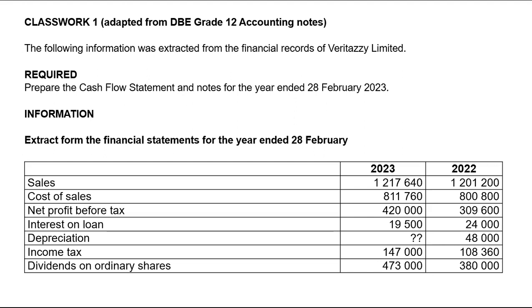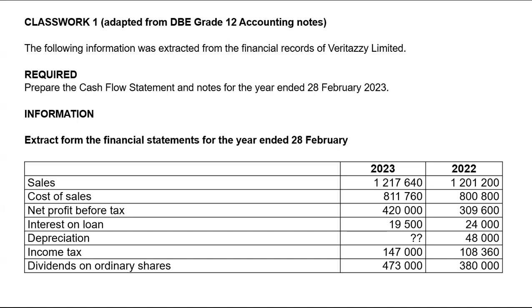Under information, we are given an extract from the financial statements for the year ended 28th February. We are given information for 2022 as well as 2021. And we are given basically all the information that we will need, mostly to prepare note number 1.